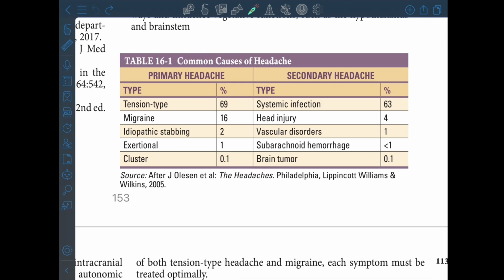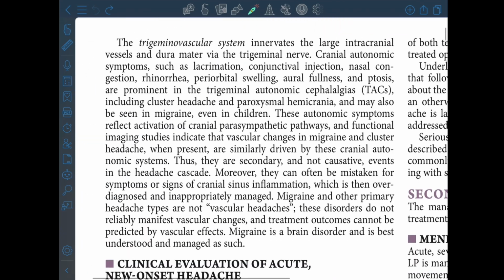Common causes of headache: primary headache, tension type, migraine, idiopathic stabbing, exertional, and cluster. Tension type 69%, migraine 16%, idiopathic stabbing 2%, exertional 1%, cluster 0.1%. Secondary headache: systemic infection 63%, head injury 4%, vascular disorders 1%, subarachnoid hemorrhage less than 1%, and brain tumor 0.1%. The trigeminovascular system innervates the large intracranial vessels and dura mater via the trigeminal nerve.